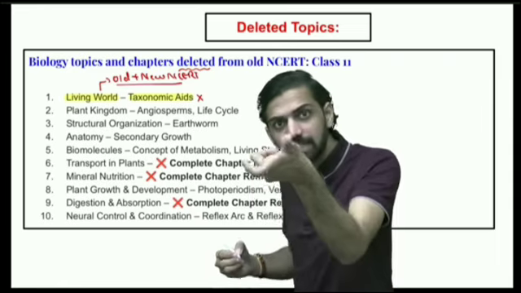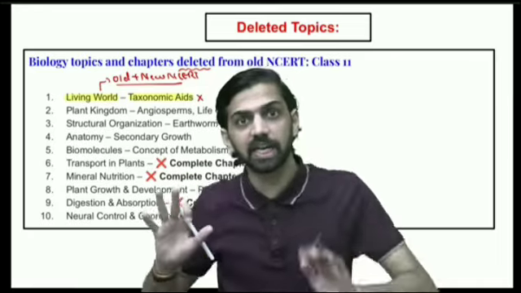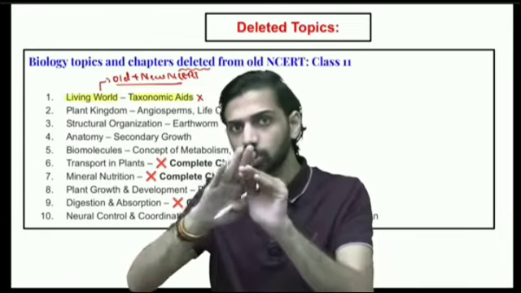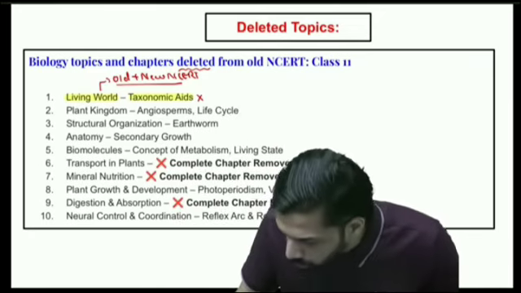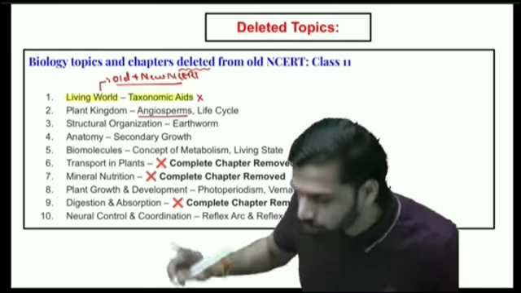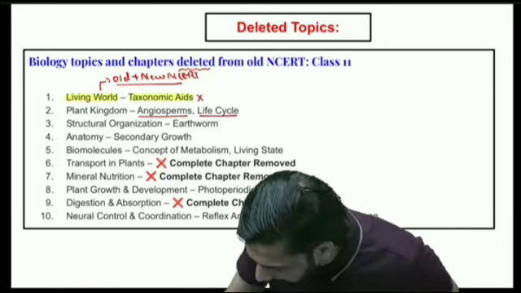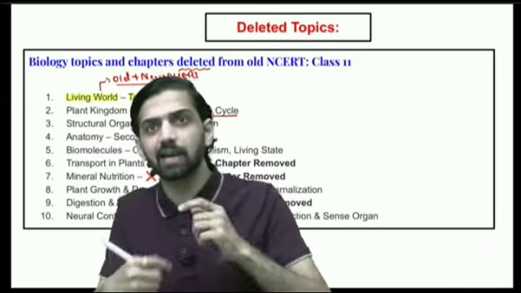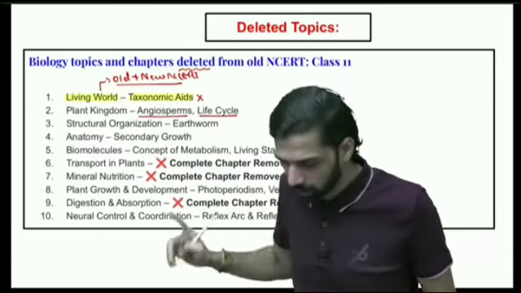Why? Because the starting point of what is living is part of the syllabus listed in the old NCERT. So, for that, you'll need to read the old NCERT, but you don't need to read the taxonomical aids, right? If you come to the plant kingdom, you don't have to study angiosperms. This topic is deleted. And you don't have to study life cycle either. It's not part of the syllabus, but it's conceptual. We teach it for that. So, this isn't included in the new NCERT.